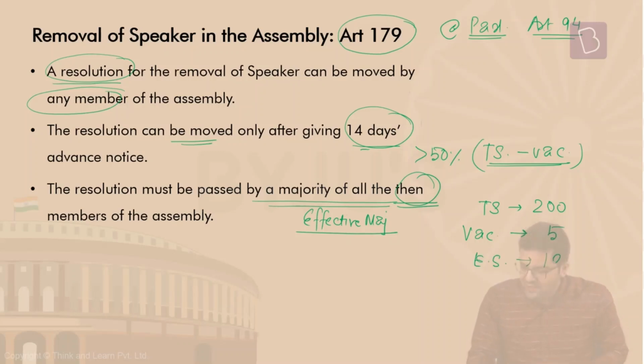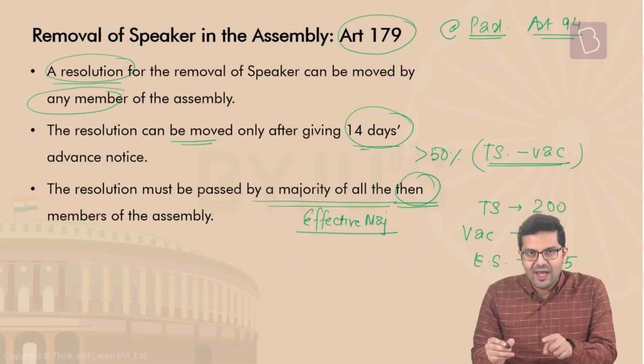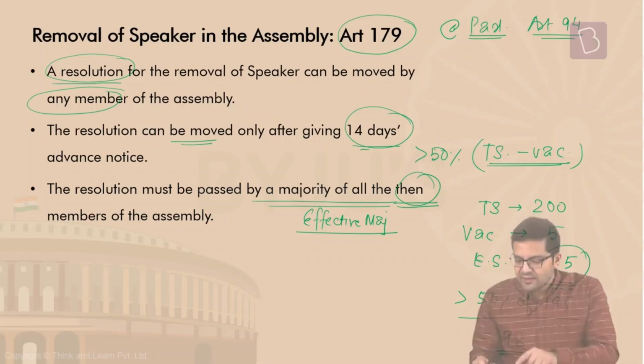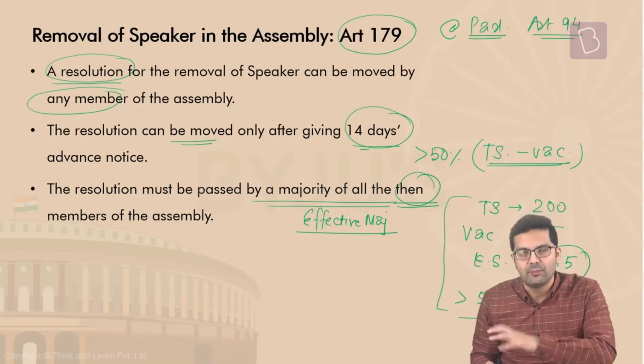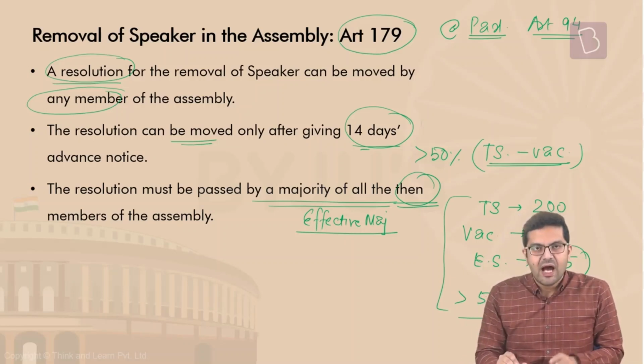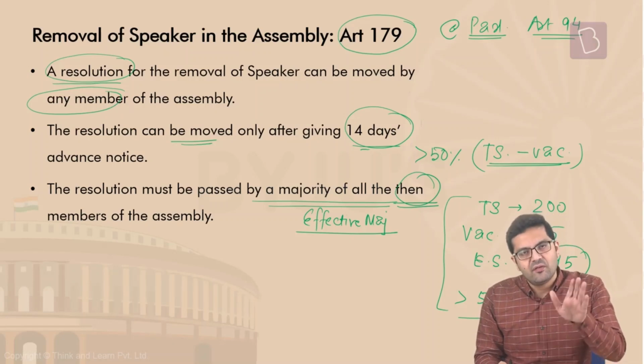All the then members, 195. So if there is some provision which requires an effective majority, this means more than 50% of 195. Find out 50% of 195 and it should be more than that. This value would come to 98. So if 98 MLAs support the bill, proposal, motion or resolution, it is approved. That is what's called effective majority: majority of all the then members, meaning total strength minus vacancy. This is how you remove the speaker in the Legislative Assembly as well as the speaker of the Lok Sabha. Exact same provision.